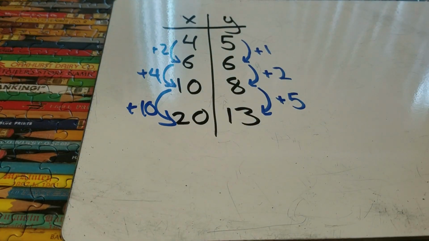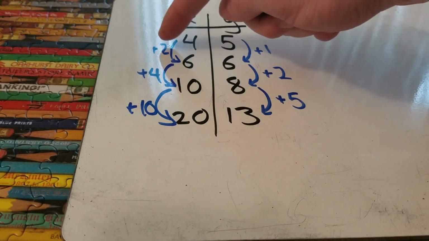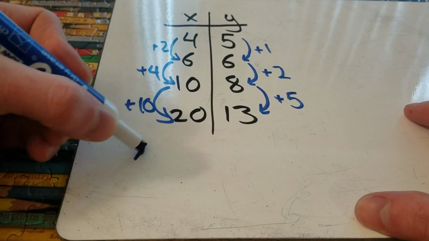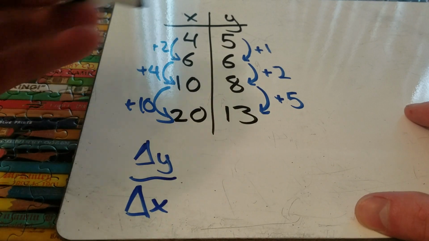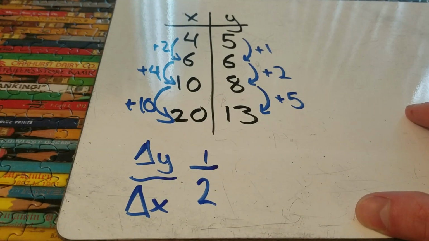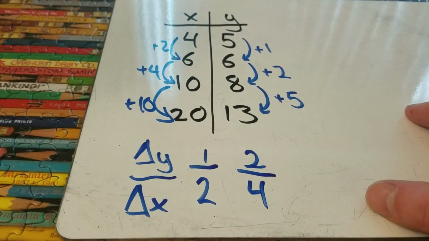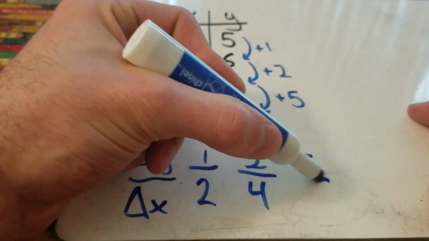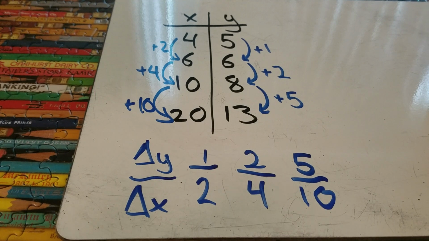Alright, so for this next example, I already did the changes in y and changes in x for you. What you might notice this time, if I go to write my ratios, none of them are going to be the same. So when I go to write change in y over change in x, my first one is 1 over 2. My next one is 2 over 4. And my last one is 5 over 10. Now none of those look exactly the same, but they all are actually equal.